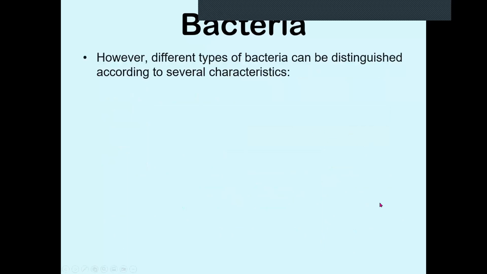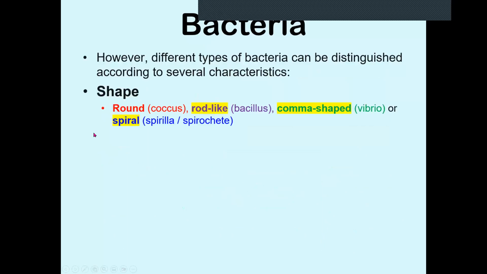Now, there are different types of bacteria, and they have certain characteristics. So their shape, for example: some are round, and they're called cocci, or coccus is singular. Some are rod-like, the little sticks, they're called a bacillus. They look like little commas, some of them, they're the Vibrio, and some of them are spirals, the spirochetes or the spirilla.